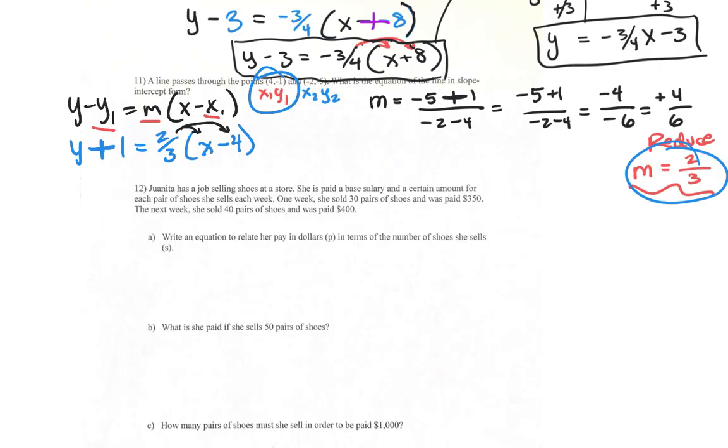So I'm going to move my work over here. It's going to say y plus 1 equals 2/3 x minus, ooh, gross, 4 times 2/3. Well, 4 times 2 is 8, so it's going to be 8/3. Gross. Now I need to subtract 1. So it's going to be y minus 2/3 x. Okay, this is not fun. Fractions.